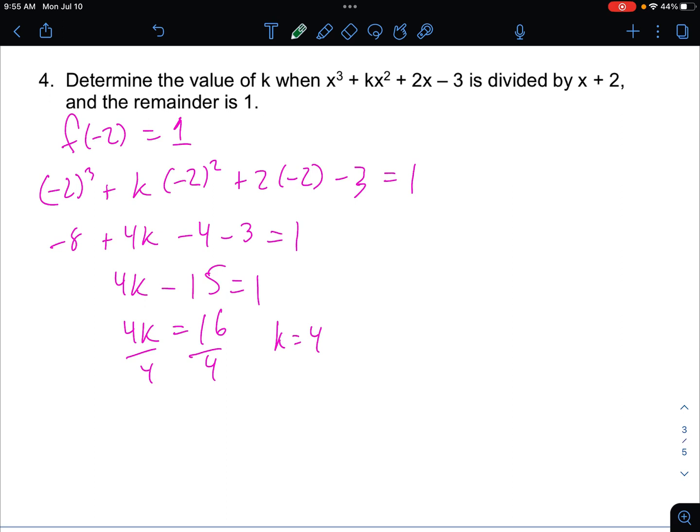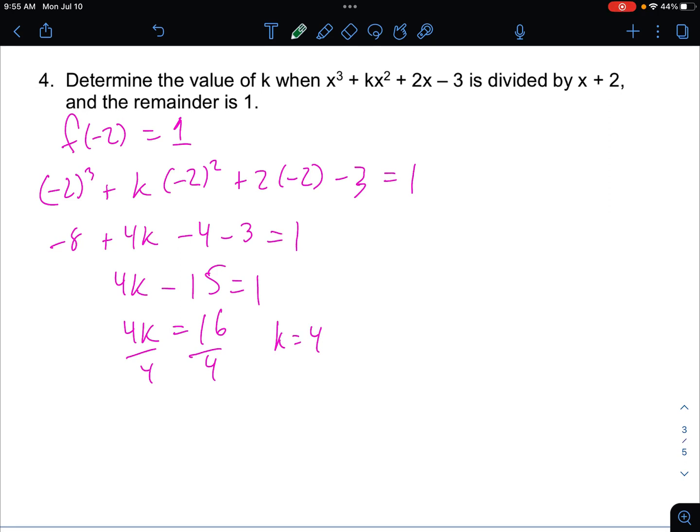And again, this one here is very similar. Determine the value of k when you divide it by x plus 2, and you find the remainder is 1. So I plugged in -2, and then I solved for k. That is the easiest way of doing it.